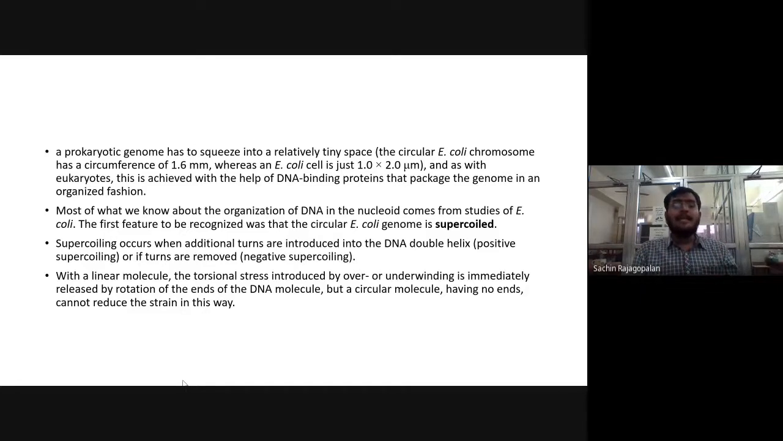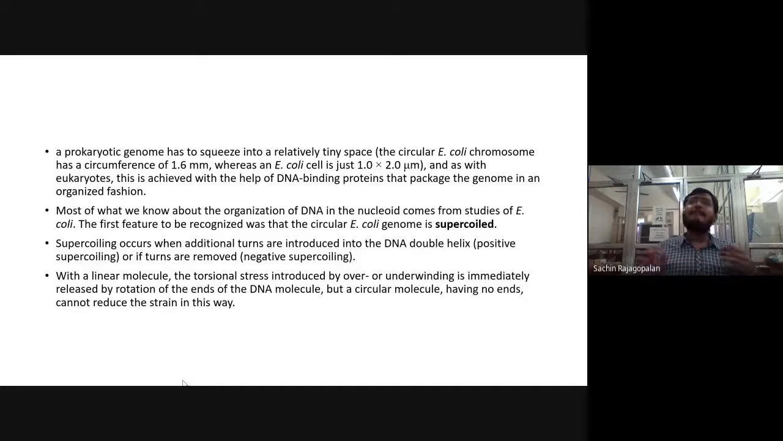Supercoiling is wherein either you are introducing more twists and turns into the DNA, or you are releasing a few turns in the DNA, either of it. So if you are adding turns into the DNA double helix, you call it positive supercoiling. So that becomes more compact. And if you're removing the turns, if you're releasing the turns, then you call it negative supercoiling. So positive supercoiling is when you introduce the turns. Negative supercoiling is going to be when you remove the turns.